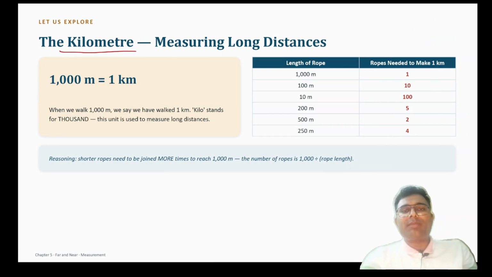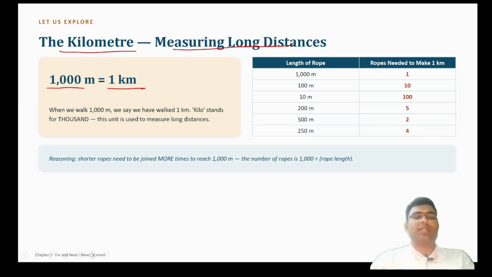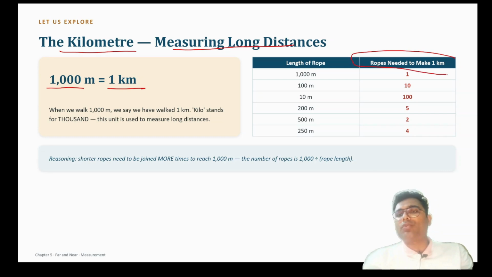The kilometer: measuring long distances. We know that 1000 meter is equal to 1 kilometer. So using this relation, we have to find the answer to this question. We have to find the number of ropes needed to make 1 kilometer. The length of the rope is given as 1000 meter, and we have to find 1 kilometer, and 1 kilometer is 1000 meters. So what does it mean? It means we need only one rope.